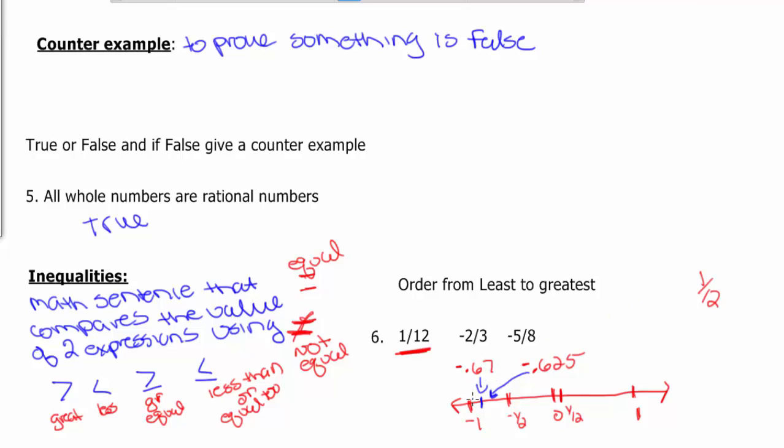All right, so negative 0.67. We have 1/12 as our biggest, so it goes like this. It's eating the bigger number. The next biggest would be the negative 5/8, and then the smallest is negative 2/3. You always have to go back and write it. I don't know that you necessarily need those signs in there, I'm just showing you. If it just says order from least to greatest, you can just write it from least to greatest.